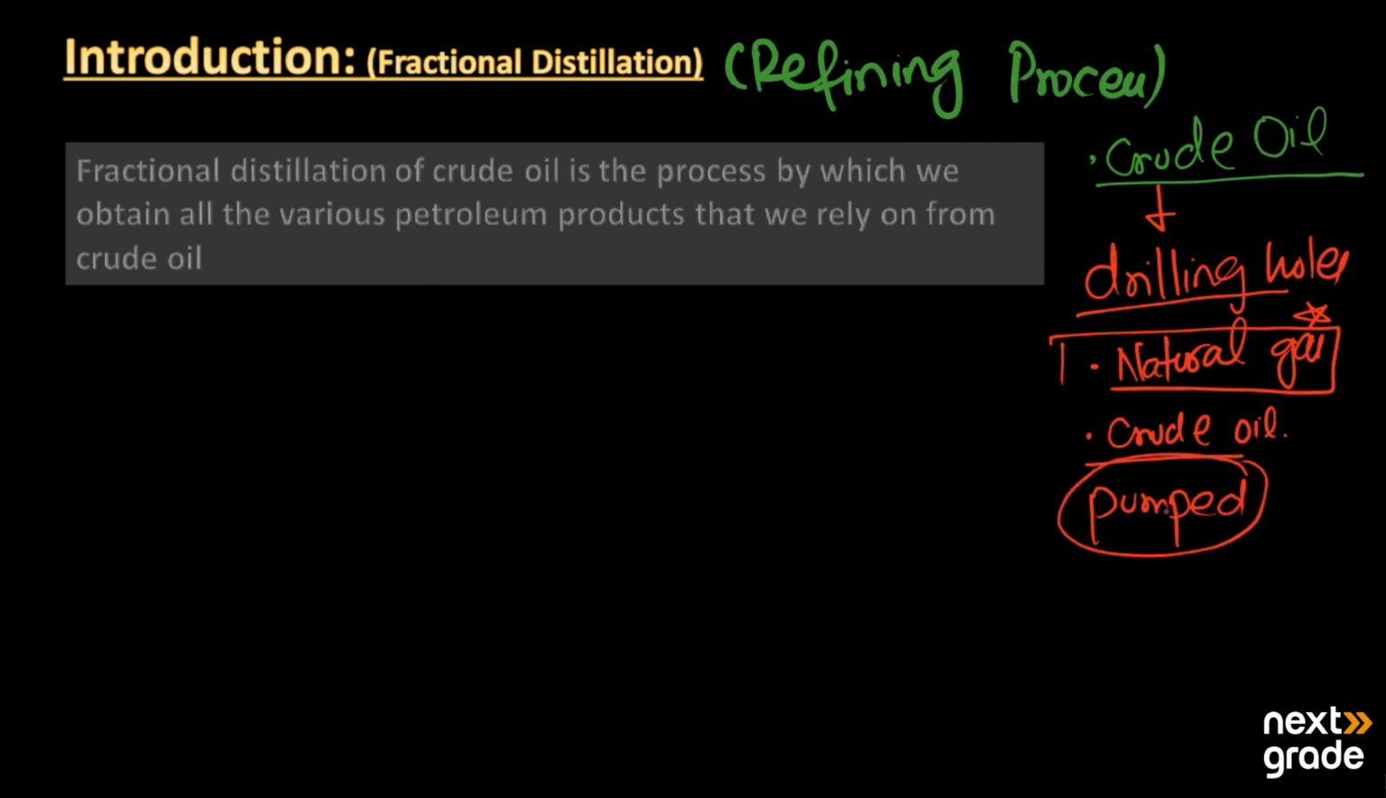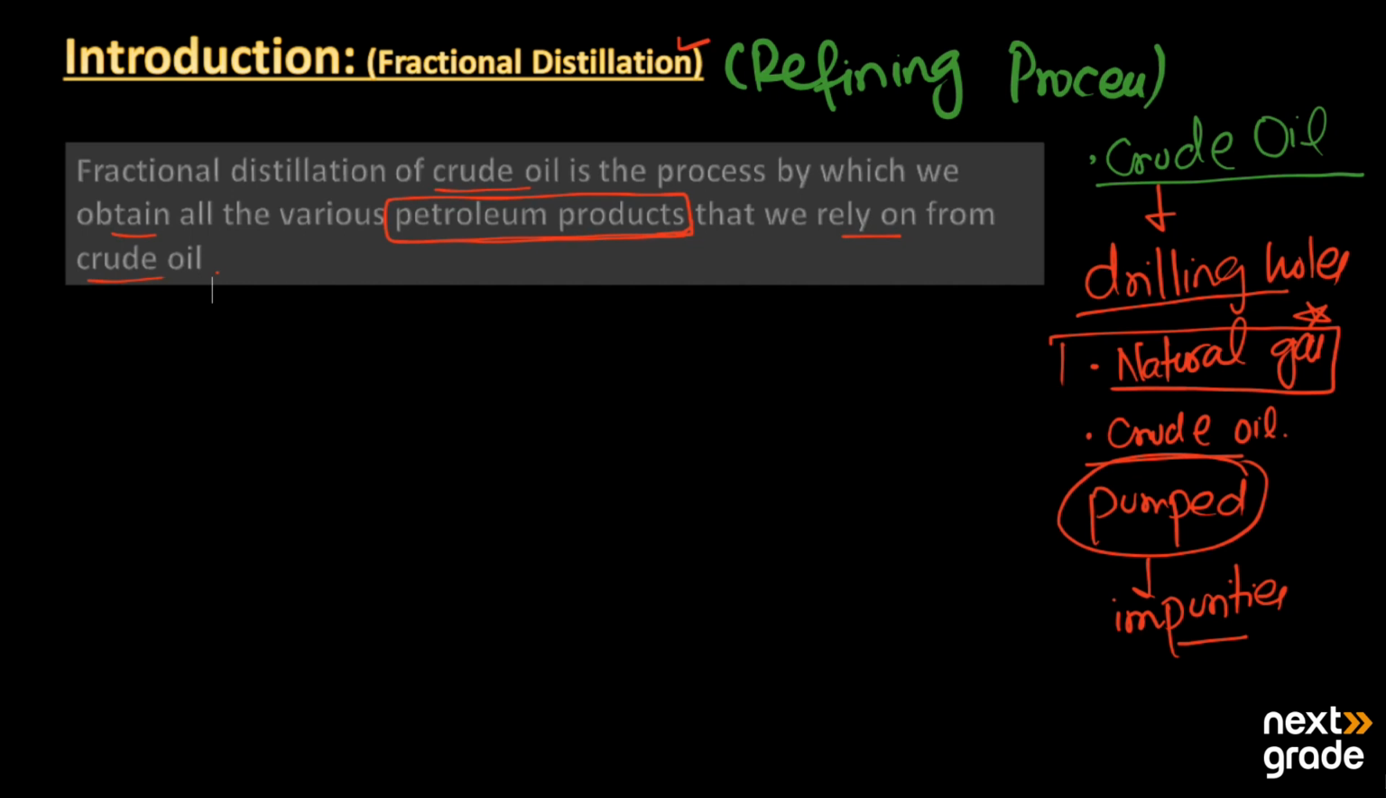When it is pumped out, it has a lot of impurities in it. So how do we remove these impurities? For this purpose, we use the process known as fractional distillation. For the process of fractional distillation, the crude oil is used to obtain all the various petroleum products, which we are going to rely on.